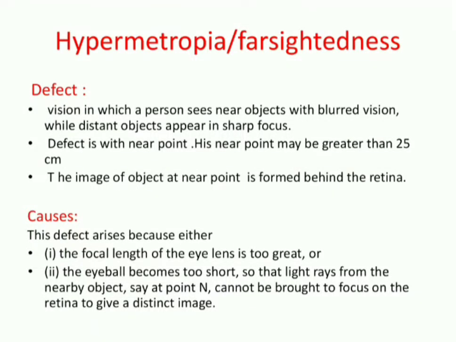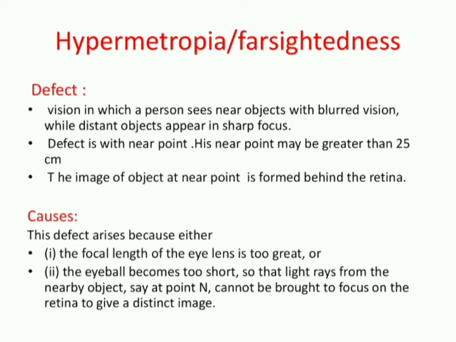Now let's start with the first defect, that's called hypermetropia or farsightedness. So this is a defect in which a person cannot see near objects clearly. Nearer objects which are placed at 25 centimeter are giving you a blurred vision, while far objects appear in sharp focus or clear. So since near objects are unclear, the defect is with his near point. Generally the near point of this person becomes greater than 25 centimeter. The image of an object which is placed at near point is formed behind the retina. Okay, it is not formed on retina to get a sharp focus, it is formed behind retina.